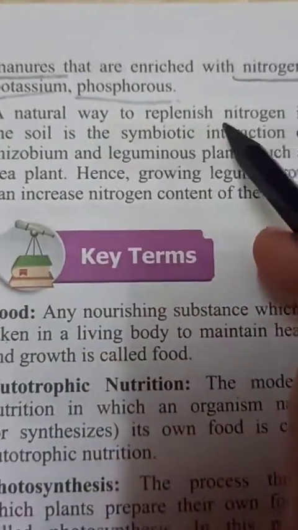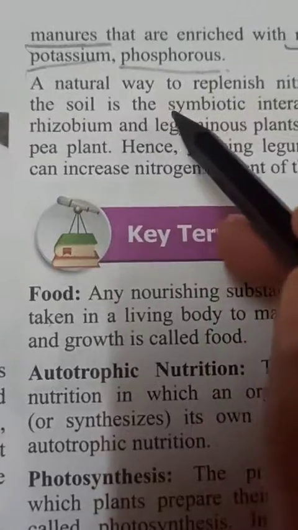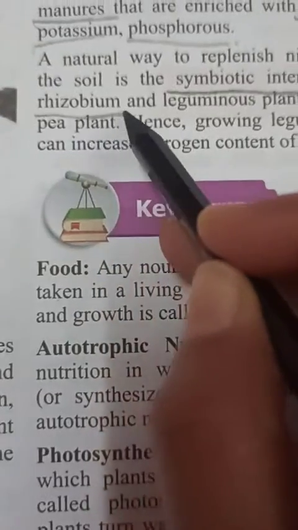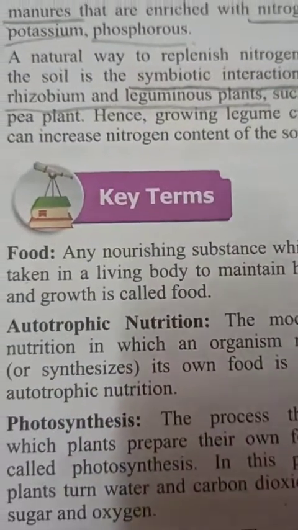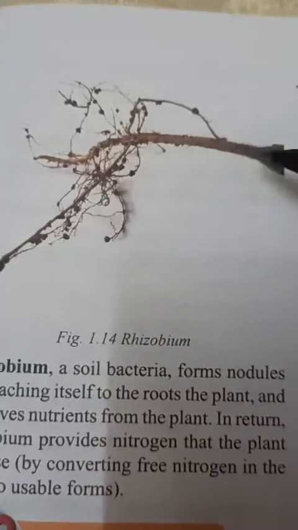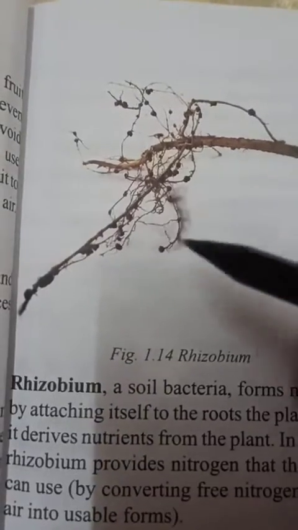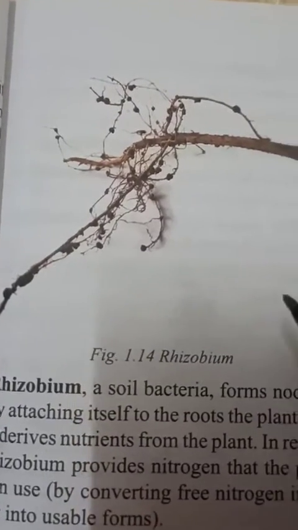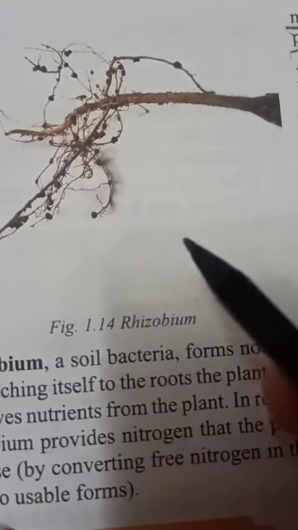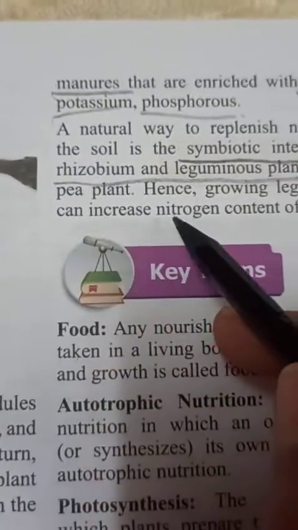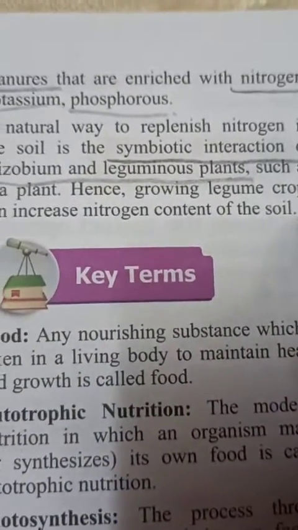So a natural way to replenish nitrogen in the soil is the symbiotic interaction of rhizobium and leguminous plants. That's why we have studied this process: the roots of leguminous plants provide these kinds of nutrients to the soil naturally. Hence growing legume crops can increase nitrogen content of soil.